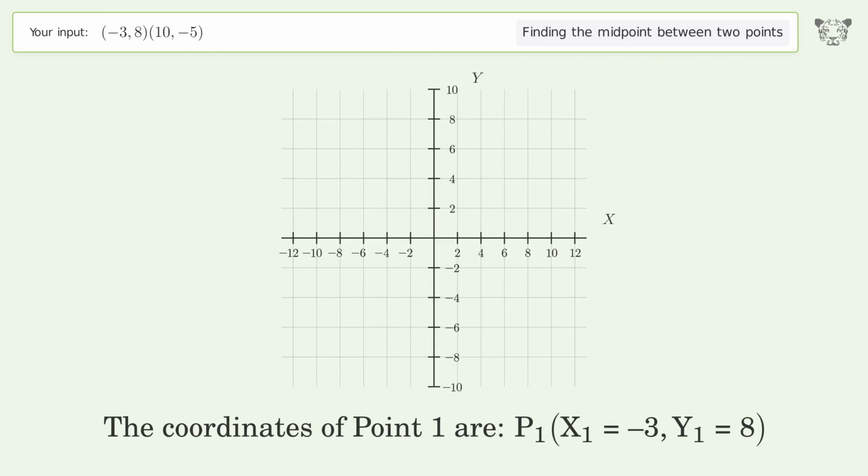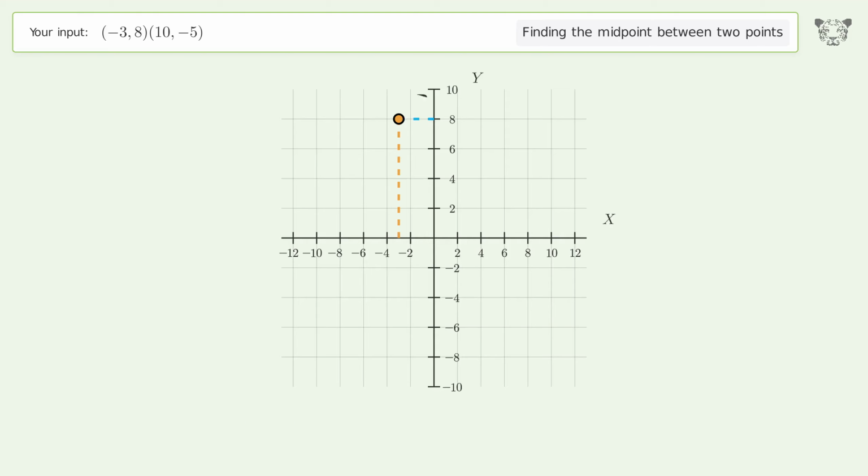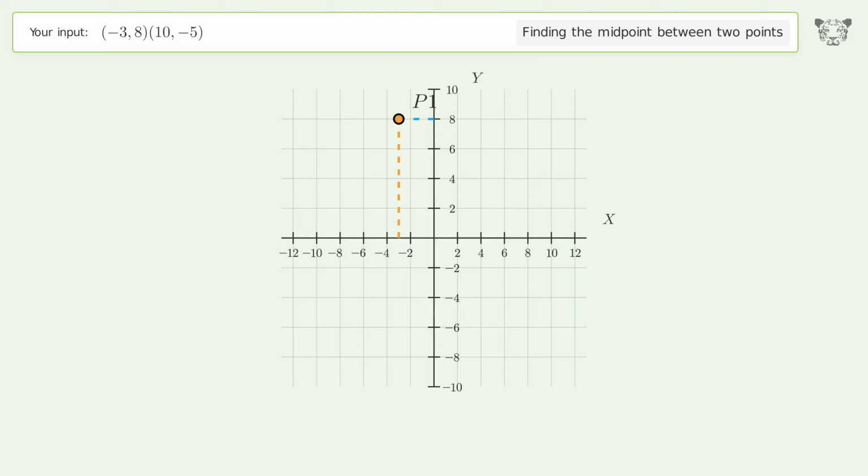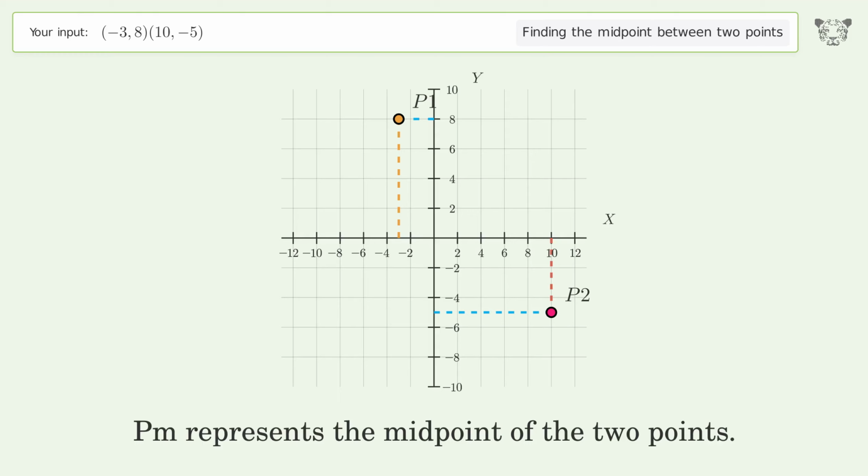The coordinates of point 1 are, x1 equals -3, y1 equals 8. The coordinates of point 2 are, x2 equals 10, y2 equals -5. PM represents the midpoint of the 2 points.